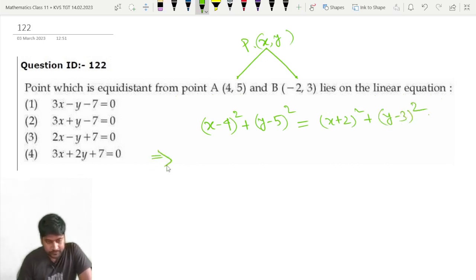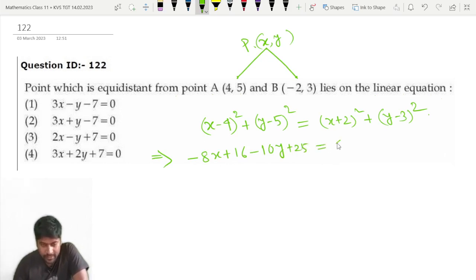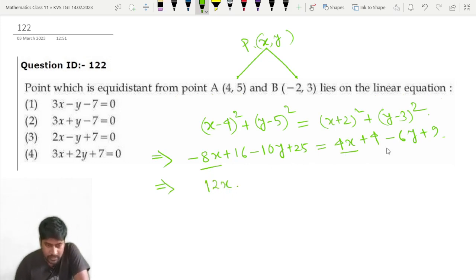Okay, so from here if you simplify it, both the sides x square and y square terms will be cancelled, so I will not write those terms. So this will become minus 8x plus 16, this will become minus 10y plus 25, and in the right hand side it will become 4x plus 4 and minus 6y plus 9. Okay, x square and y square terms I have cancelled. So minus 8x I will take into the right hand side, so 4x plus 8x means 12x, and minus 6y plus 10y, that means plus 4y.